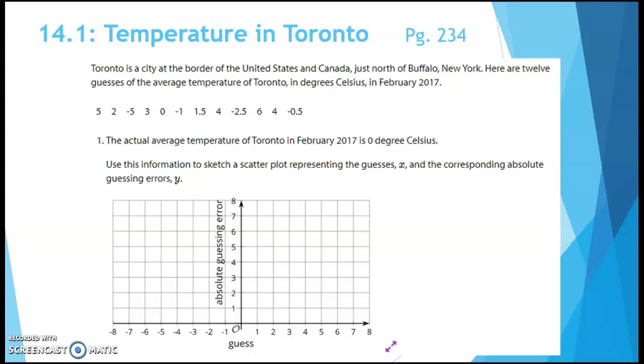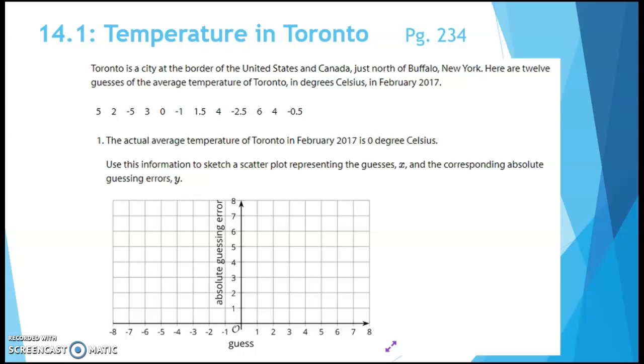In your workbooks, please turn to page 234. The first activity we will be doing is temperature in Toronto. Toronto is a city at the border of the United States and Canada, just north of Buffalo, New York. Here are 12 guesses of the average temperature of Toronto in degrees Celsius in February 2017. The average actual temperature of Toronto in February 2017 is 0 degrees Celsius. Use this information to sketch a scatter plot representing the guesses X and the corresponding absolute guessing errors Y.